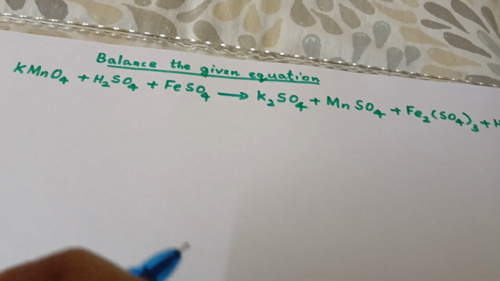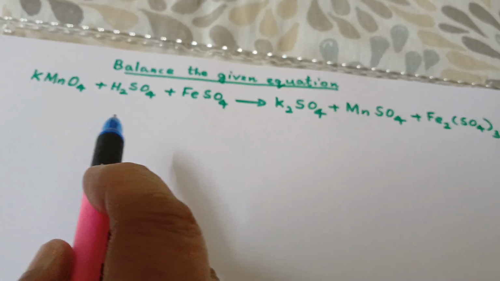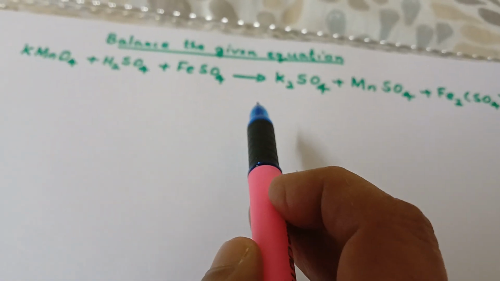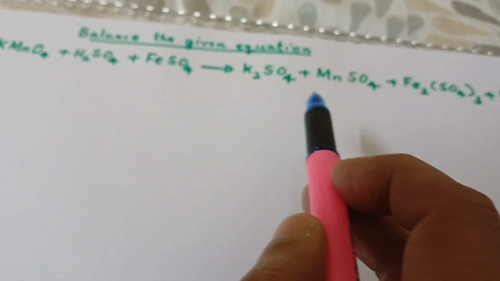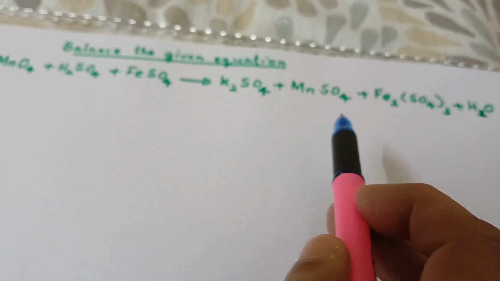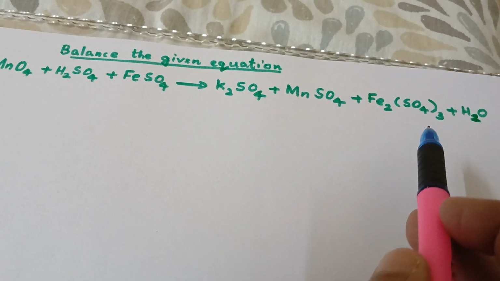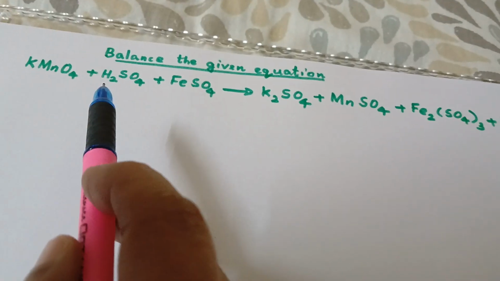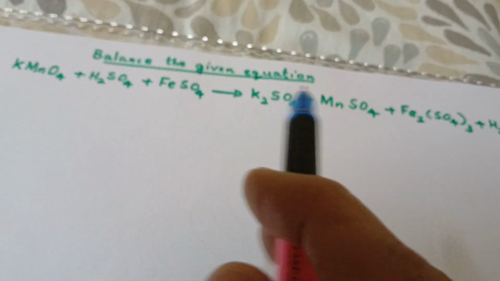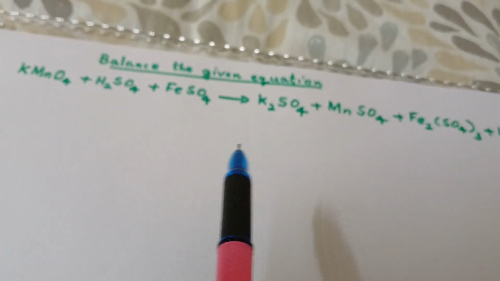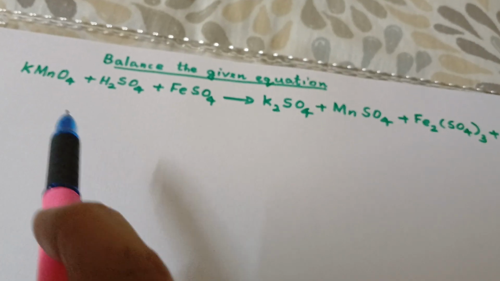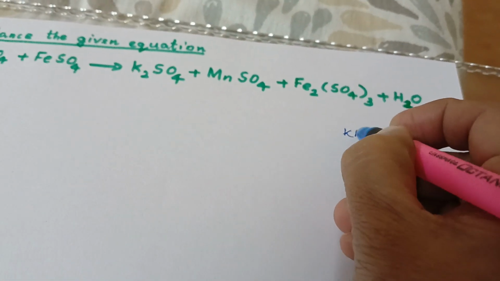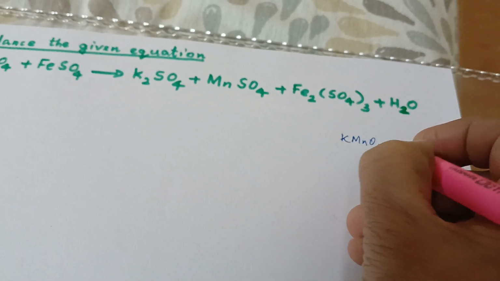Balance the given equation: KMnO4 plus H2SO4 plus FeSO4 giving K2SO4 plus MnSO4 plus Fe2(SO4)3 plus H2O. First of all, let us find the elements or atoms which are undergoing oxidation and reduction. Let us take KMnO4.